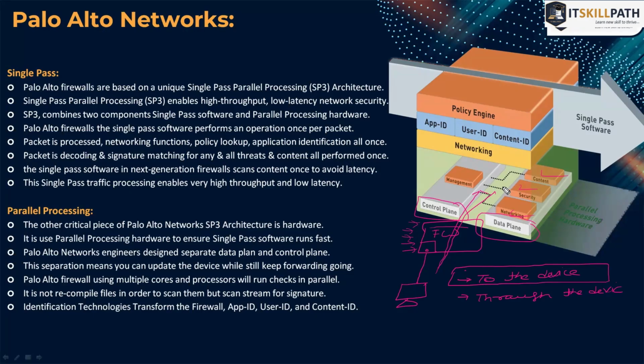Can you tell one more time? Yeah, there are two kinds of traffic. One is to the device and through the device. To the device, let's suppose you are creating some policy, generating some report, checking logs. That traffic is related to device level.